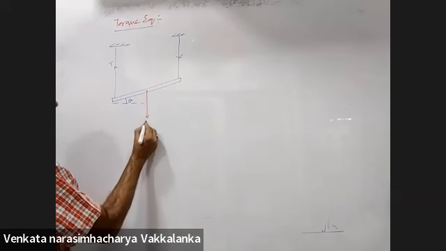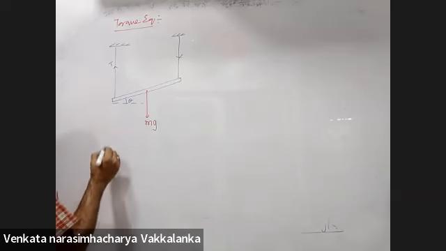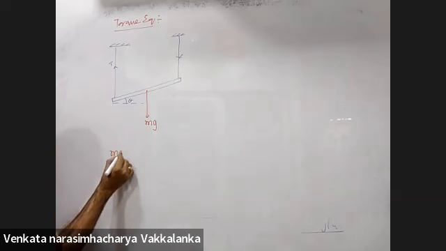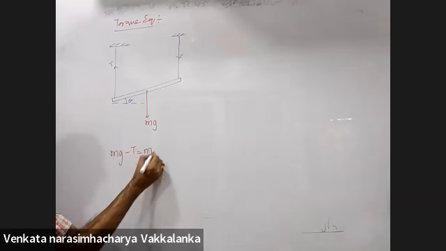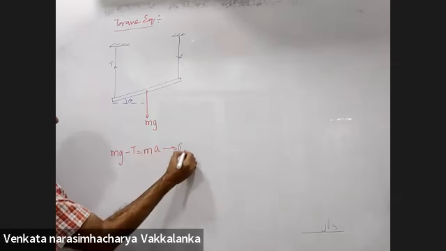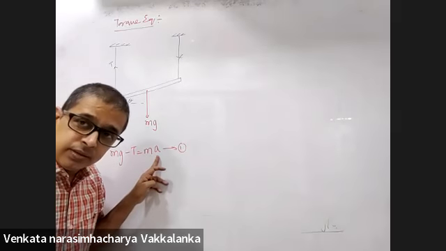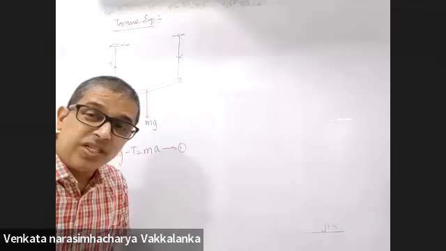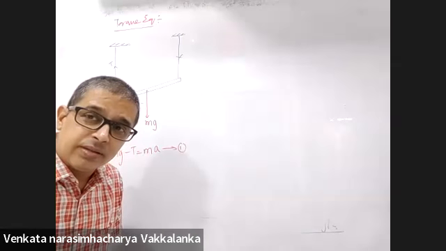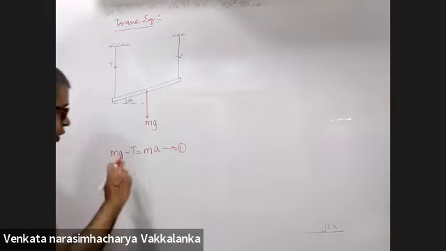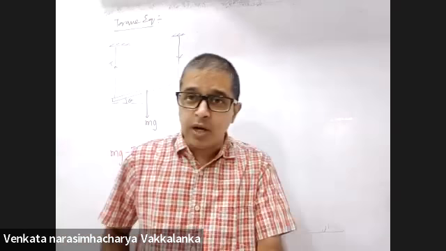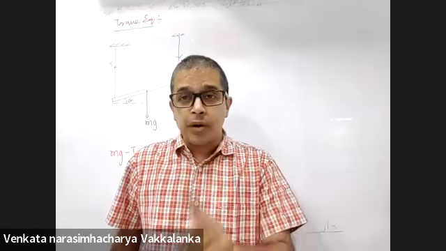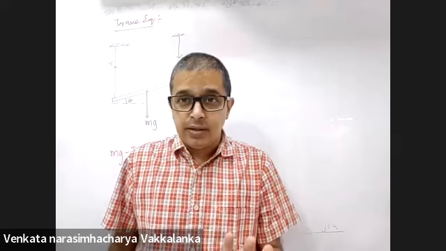Firstly, draw the free body diagram. This is mg, this is T. So the translational dynamic equation: mg minus T is m into a. Here a is the acceleration of the center of mass. Which direction did you take? Downward. This equation confirms your choice. Thereafter, in the middle of the problem, don't change the direction.